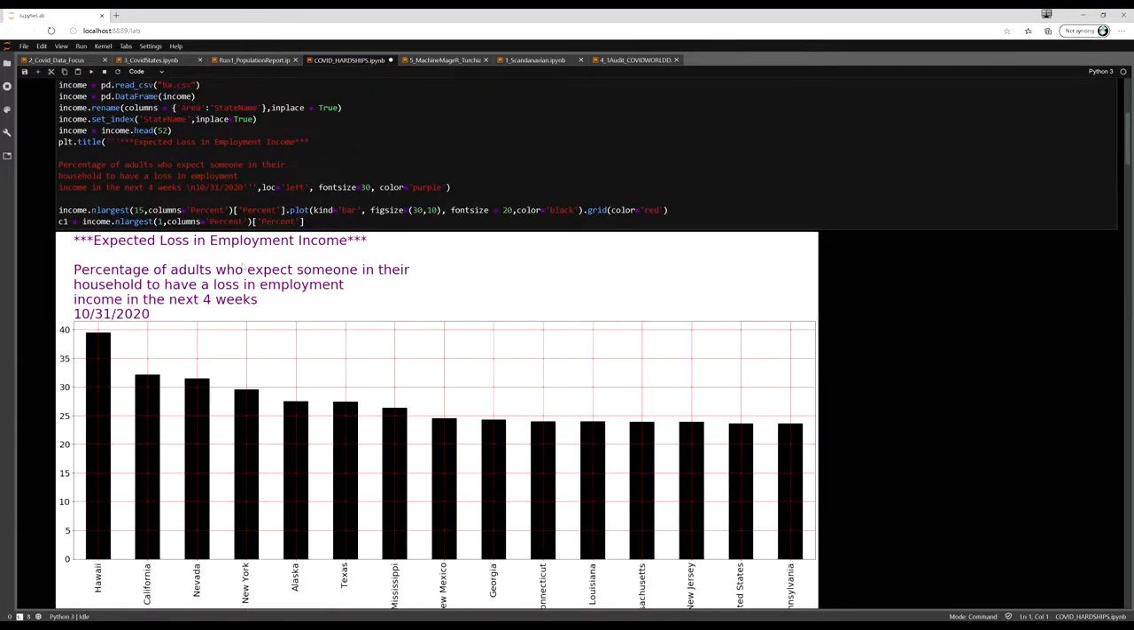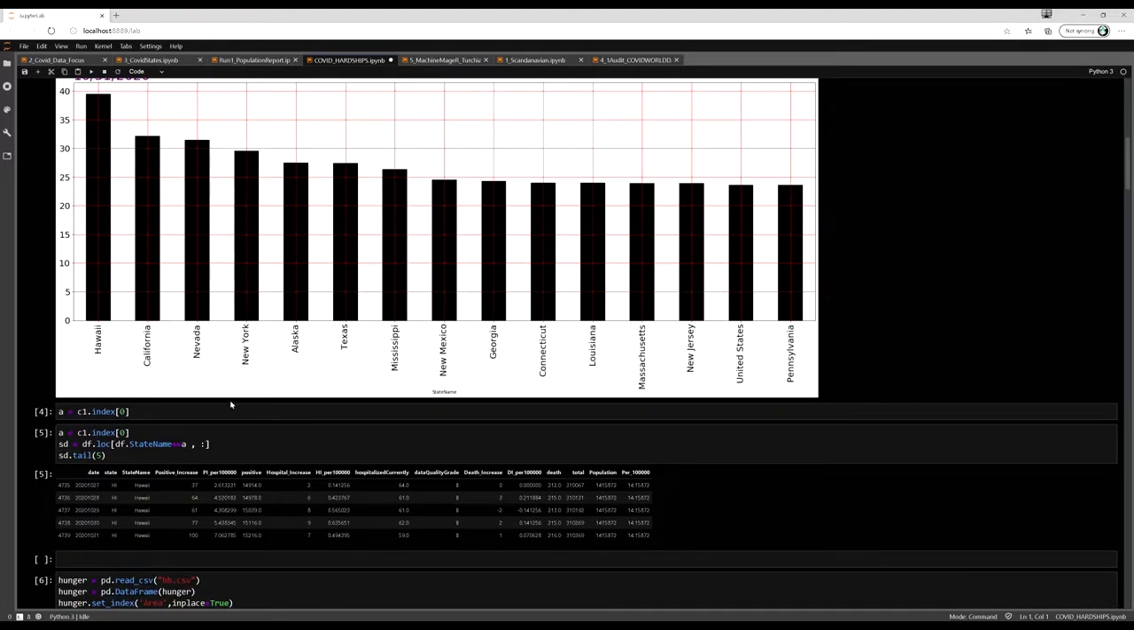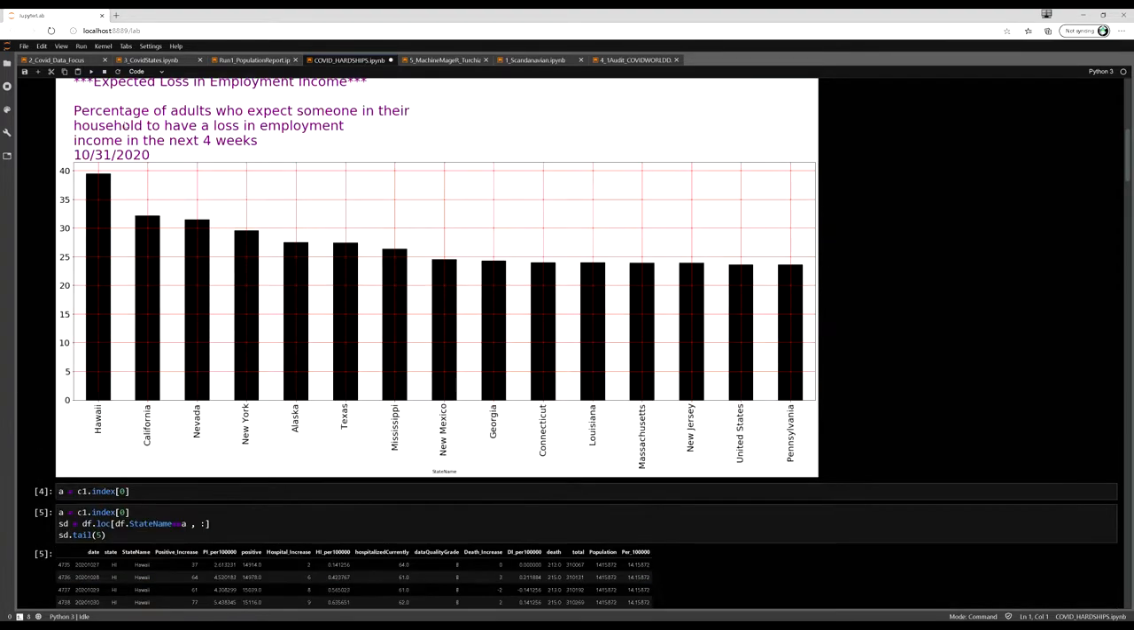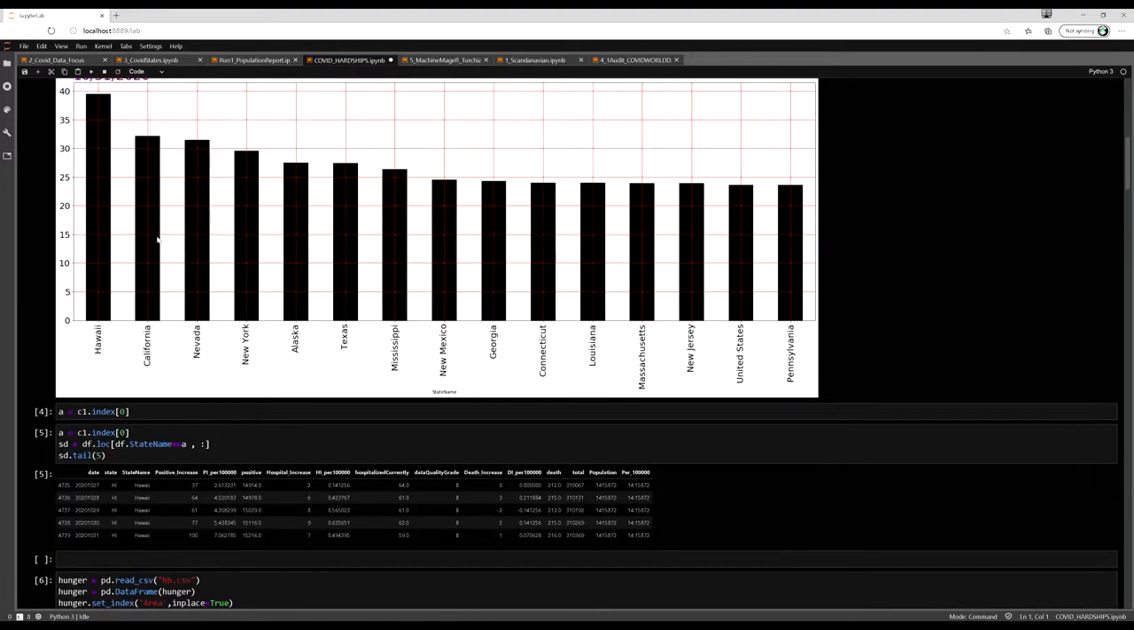First one, expected loss in employment income. Hawaii, pretty close to 40%. Now, I did something a little different here as well. What I did here is also run the data table. So about 40% of Hawaiians expect to lose their income, or know someone who is going to lose their income, in the next 4 weeks as of October 31st, 2020. And I want you to decide, if you're a policymaker, whether the lockdown is worth the loss.